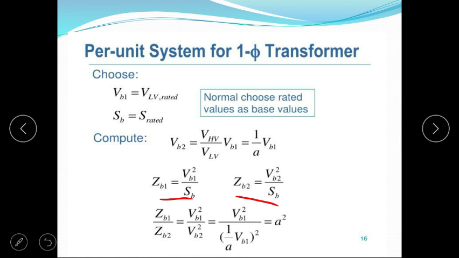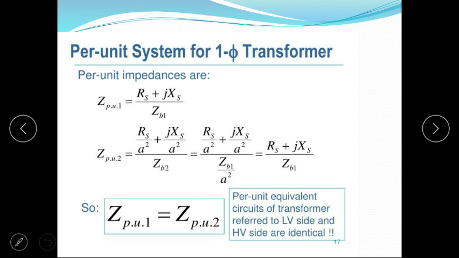So first we find Z per unit. On the LV basis, V base 1 is equal to VL and S base is equal to S rated. Similarly, V base 2 is equal to VH upon VL into VB1 from the transformation ratio, and Z base 1 is equal to VB1 squared upon S base and Z base 2 is equal to VB2 squared upon S base. So Z base 1 upon Z base 2, or ZL upon ZH, is equal to VL squared upon VH squared, that is equal to a squared.